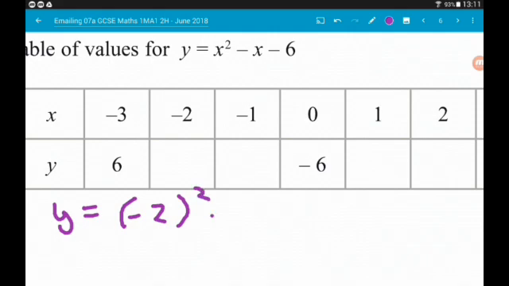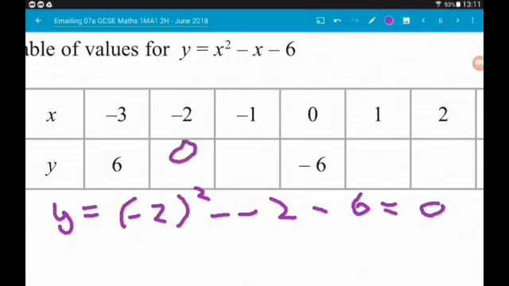Then we got minus 2 minus 6. So minus 2 squared is positive 4. Minus 2 is add 2. So we got 4 plus 2 minus 6. That's going to give us 0.